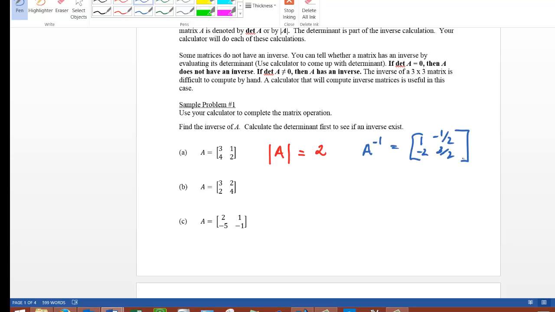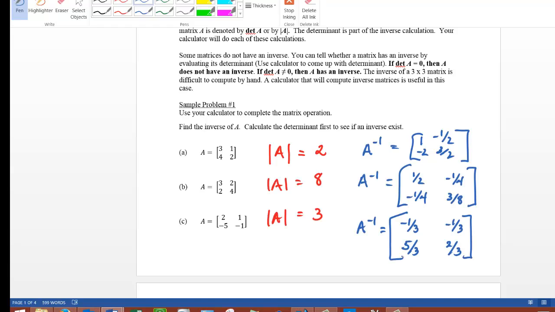So that's a quick way to use your calculator to find the determinant of a matrix and to find the inverse of a matrix. So go ahead and do parts B and C, and then come back and check your answers. And you're more than welcome to use your calculator. Again, we're going to show you how to do these by hand in class, and we'll discuss when you might need to use that. I've gone ahead and filled in the answers for part B and C, so check your answers against mine and see how you did.